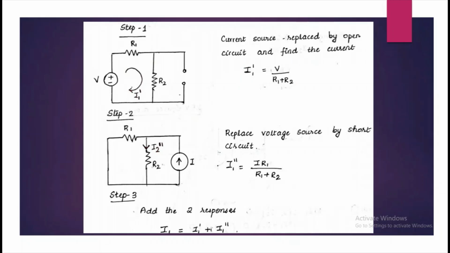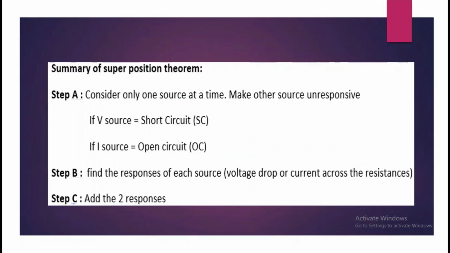In the second step, we consider that the other source is non-operative, that is voltage V is short circuited and the current source I alone is considered. Again, we can use any method to find the current, like mesh, nodal analysis, etc. So here the current I1 double dash is got using I R1 by R1 plus R2, that is the resistance of the opposite branch by the total branch resistance into the total current I. And in step 3, we have to add the two responses.